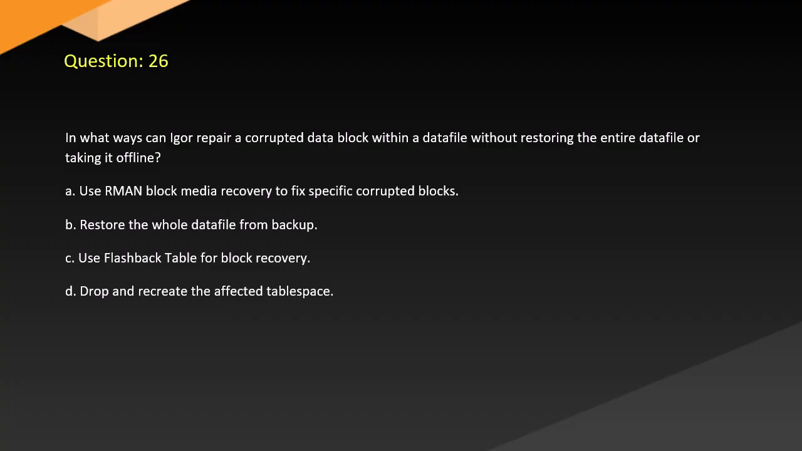Question 26. In what ways can Eagle repair a corrupted data block within a data file without restoring the entire data file or taking it offline? A. Use RMAN block media recovery to fix specific corrupted blocks. B. Restore the whole data file from backup. C. Use flashback table for block recovery. D. Drop and recreate the affected tablespace.